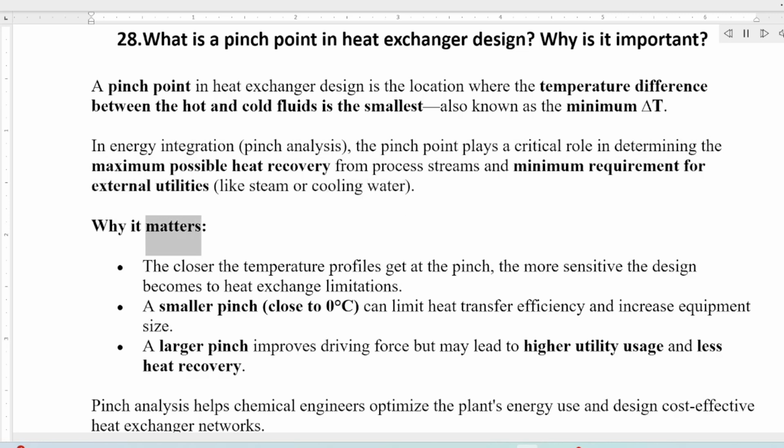Why it matters: The closer the temperature profiles get at the pinch, the more sensitive the design becomes to heat exchange limitations. A smaller pinch, close to 0 degrees Celsius, can limit heat transfer efficiency and increase equipment size. A larger pinch improves driving force but may lead to higher utility usage and less heat recovery. Pinch analysis helps chemical engineers optimize the plant's energy use and design cost-effective heat exchanger networks.